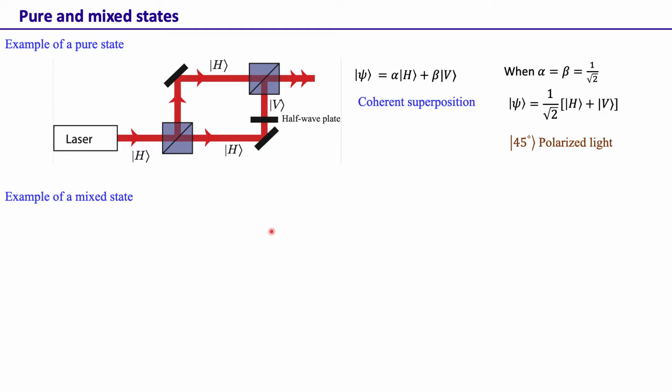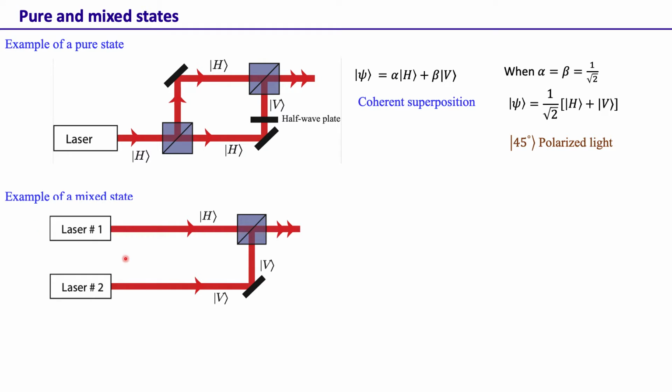Now what is a mixed state? The example of a mixed state is the following. Let's take two separate lasers which are not connected in any way. These are two independent lasers. Now if this laser gives horizontally polarized light and this laser gives vertically polarized light, and we combine them on a beam splitter, what is the state we are going to get? This state won't be a coherent superposition of H and V, because there is no phase relation between the field or the state coming from this source and the state coming from this source.